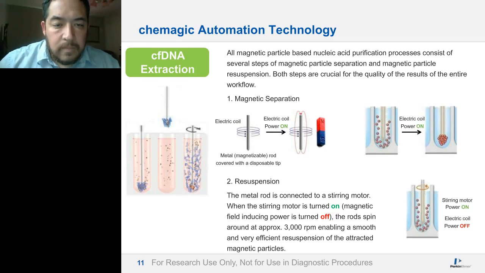So if you look, you have the electric coil, and when the electric coil power is on, you have the magnetism. And then when that happens, looking at the picture on the right, let me just point this out.